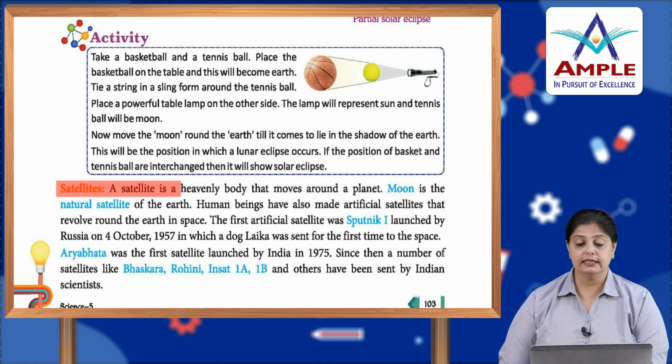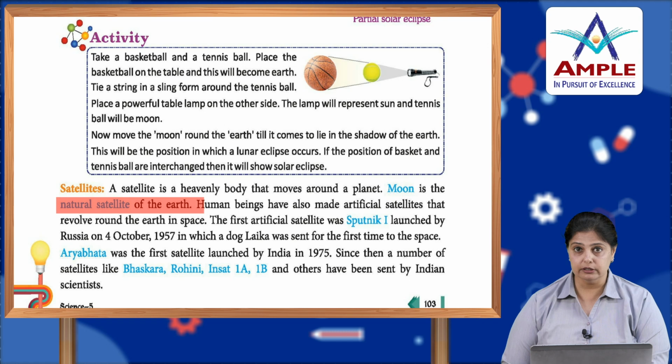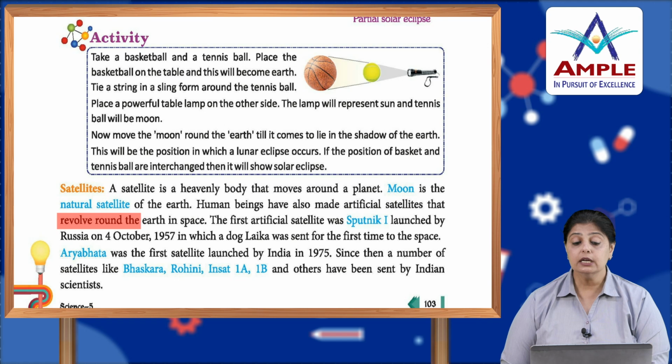Now, satellites. What is a satellite? It is a heavenly body that moves around a planet. The Moon is the natural satellite of the Earth. Human beings have also made artificial satellites that revolve around the Earth in space.